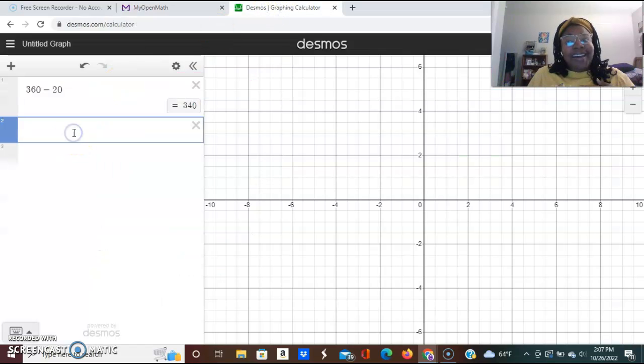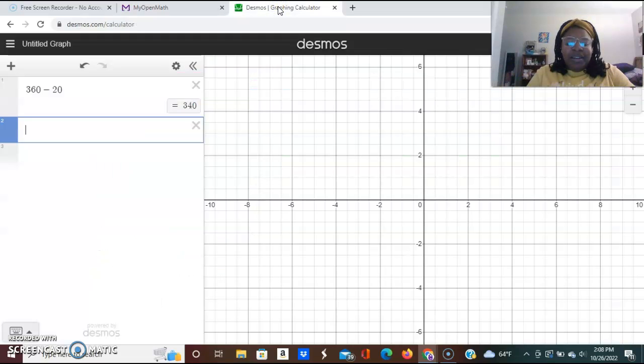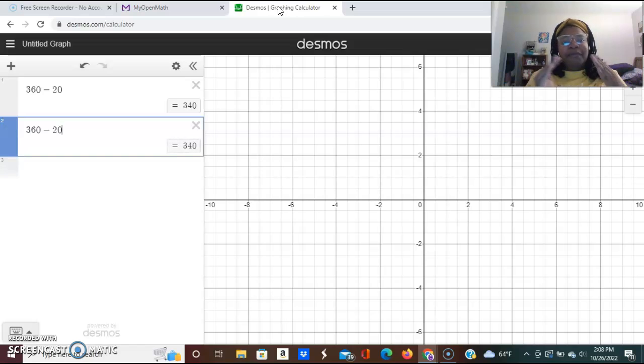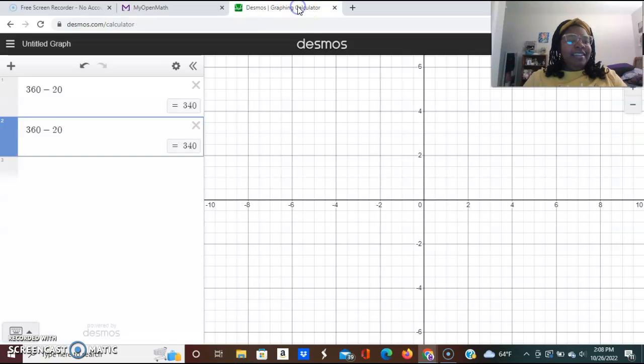So when it comes to sine of 20 degrees, we're gonna do the same thing. So 360 minus 20 gives you 340 degrees. But I looked at the video a little bit, tried to see what he was talking about, and based on the video, the x-axis is 180 degrees. Stay with me. As long as you know that this x-axis here is 180 degrees, you're gonna be fine with this next step.